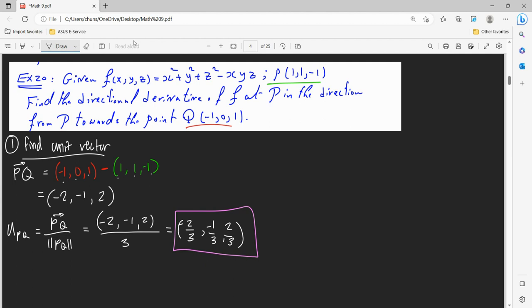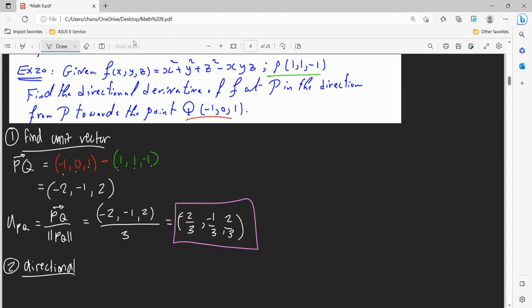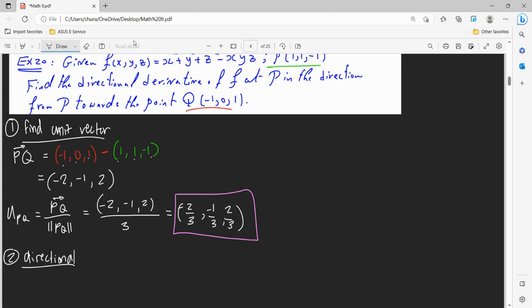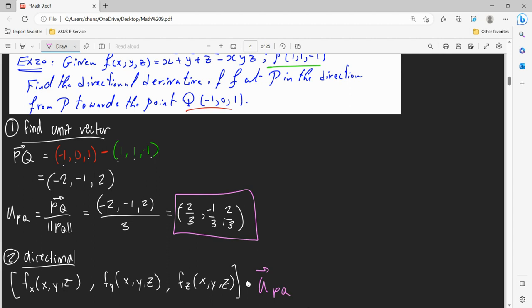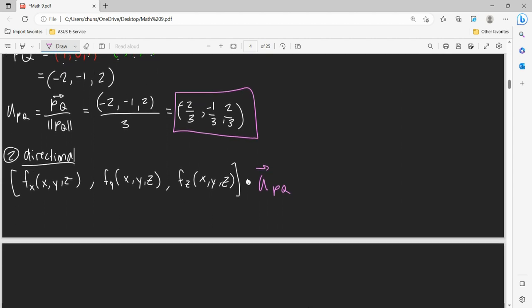Okay, and now we can find our directional derivative. So we have 3 variables now. So that means we're going to need the partial derivatives, so we'll use f_x, then the partial derivative of y, and the partial derivative of our z. And this is dotted with our unit vector, which we just found, which is directed from P to Q.